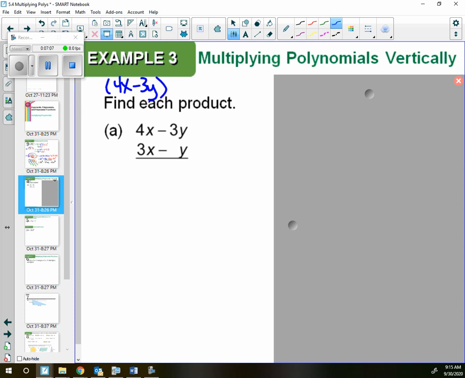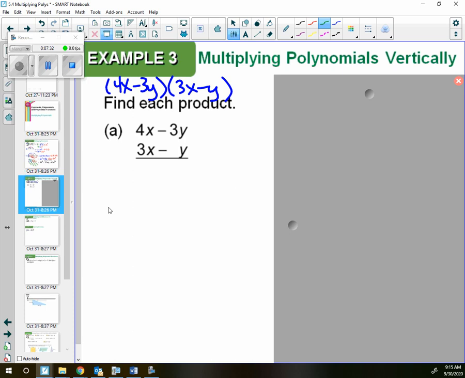If you wrote it horizontally, it would be 4x minus 3y times 3x minus y, and you could just go ahead and do FOIL. We're still, by the way, going to do FOIL, but we're just going to do it vertically. It's sort of the difference between multiplying 10 times 30 horizontally versus vertically. It's the same conversation. So let's try this and just see how that would work.